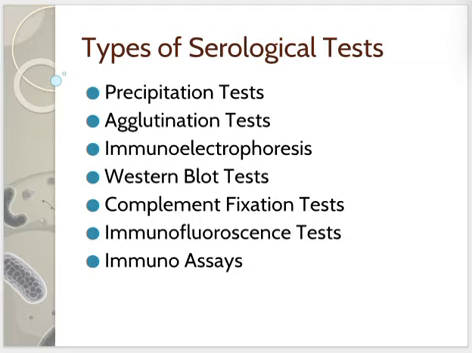There are several types of serological tests that utilize antigen-antibody reactions. These include precipitation and agglutination tests, immunoelectrophoresis, Western blot, complement fixation, immunofluorescence, and various immunoassays. Each test type offers different advantages depending on the target antigen or antibody and the clinical context, allowing us to detect and measure immune responses with precision.